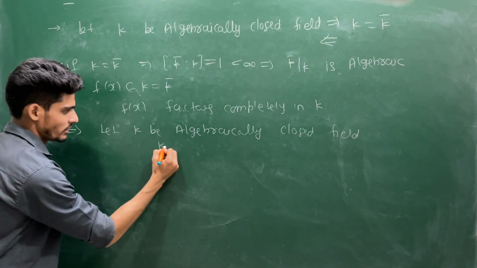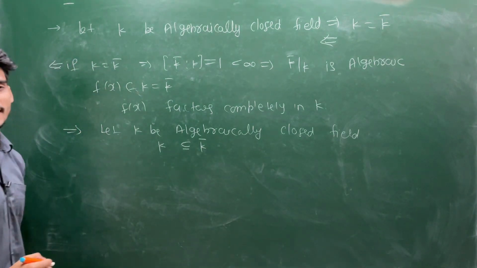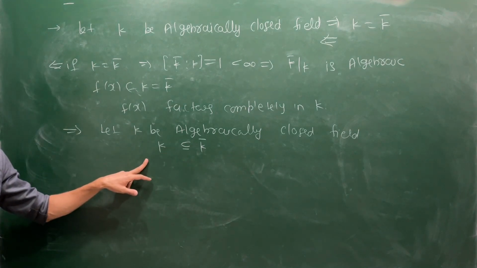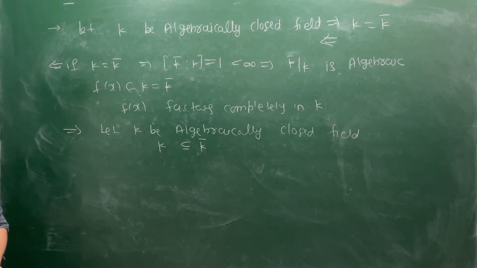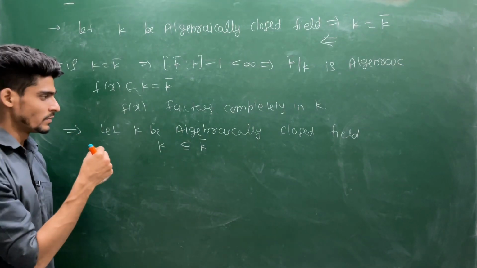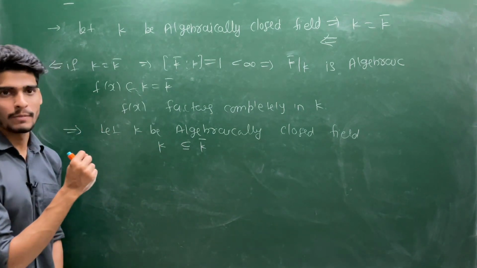See, by definition, K is already contained in K bar. Now what you need to prove? That K bar is contained in K. So we need to show that this K bar is an algebraic extension and every polynomial in K factors completely in K bar.